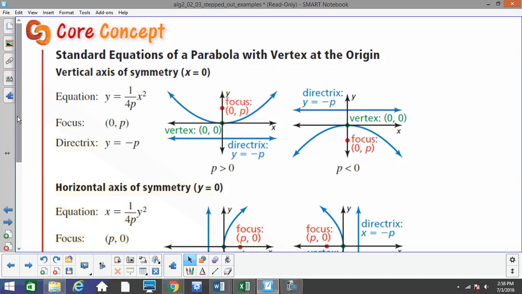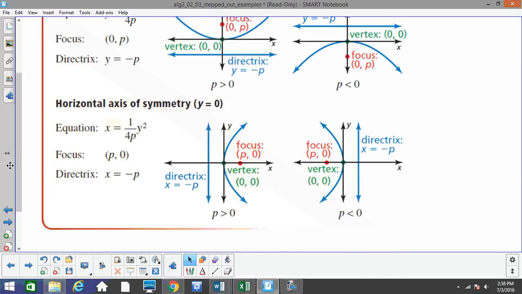Every once in a while, we're going to deal with parabolas that open right or left. Instead of y equals, those are just x equals. And it's the same kind of situation. Your focus now, though, instead of (0, p), is (p, 0). And your directrix, because it is a vertical line, is going to be x equals -p. And the equation is x equals 1 over 4p y squared.